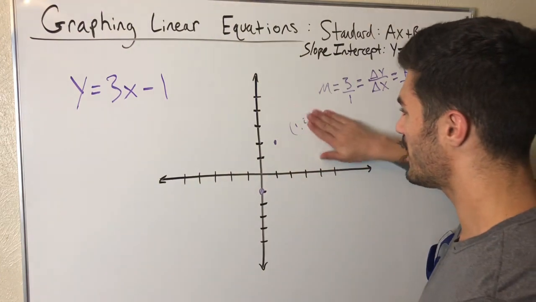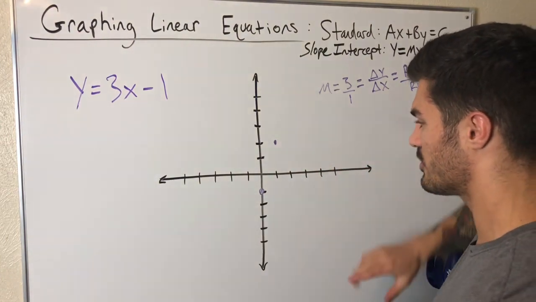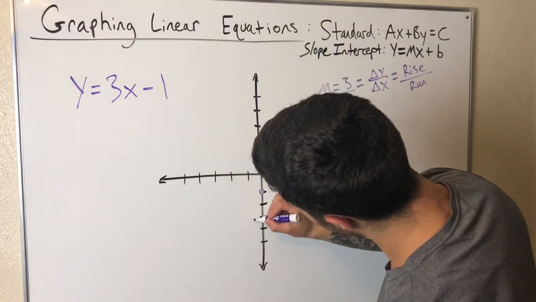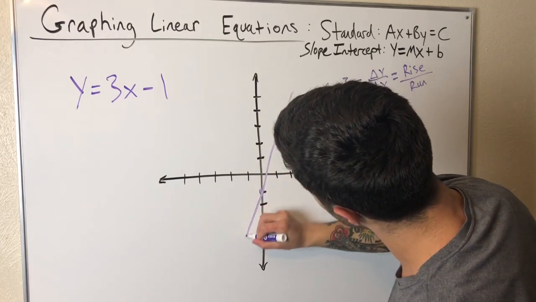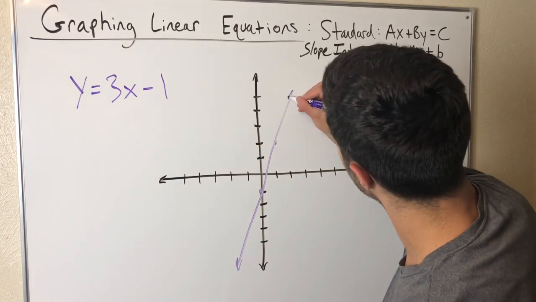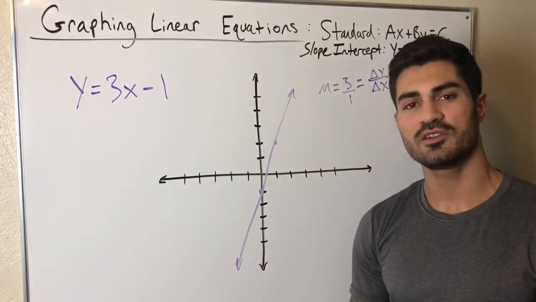So now I just draw a line through these 2 points. I'm going to erase this coordinate so I can draw my line. And I'm sorry, I'm really bad at this. I'm really sorry. But I just draw a line between the 2 points. And there we go. That's the line of our linear equation.